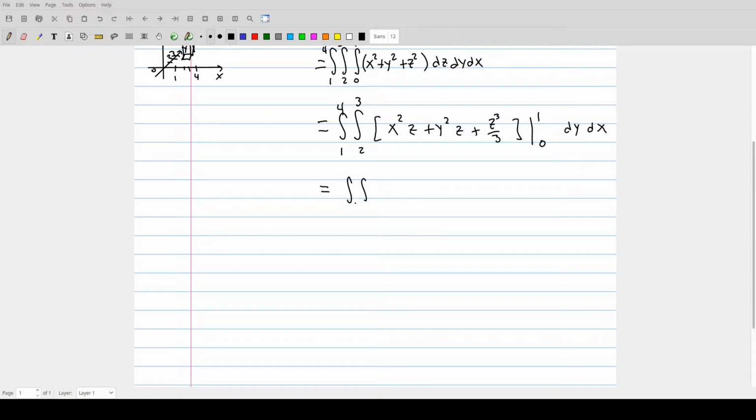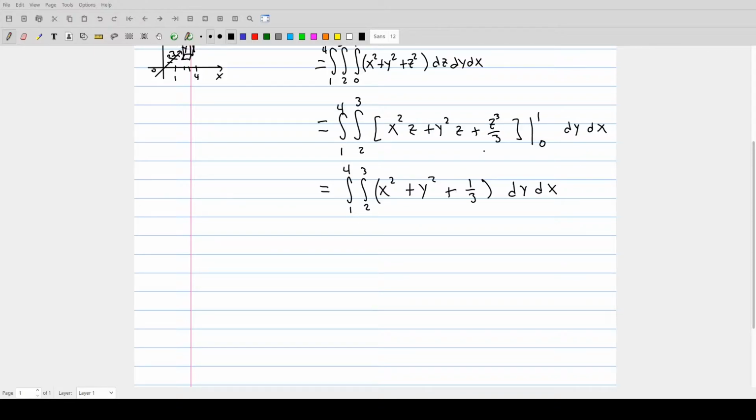So when we plug in for our z integral, we end up getting the integral, again, for x from 1 to 4, y from 2 to 3. Then plugging in for z will give us x squared times 1, just x squared, plus y squared times 1, plus, and then we plug in for z into z cubed over 3, it's 1 cubed over 3, or 1/3. And to finish the calculation, you'd go through and do the double integral of this function right here, x squared plus y squared plus 1/3.